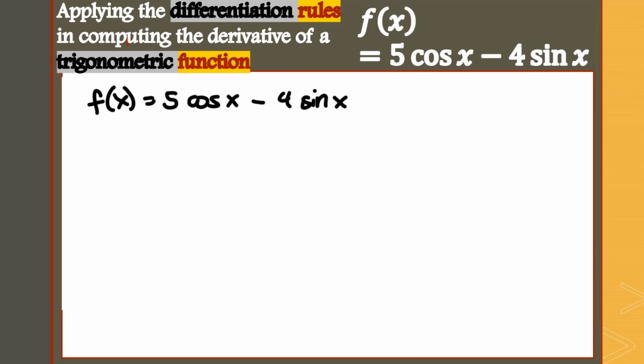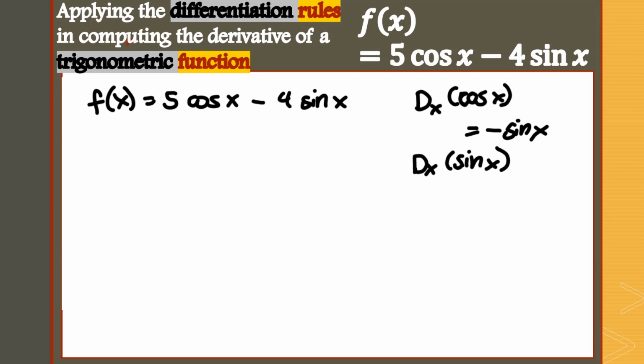Now, let us not forget that for trigonometric functions, for cosine x, its derivative is negative sine x. But for sine x, its derivative is positive cosine x. Please don't be confused with these two, because some are still having problems with the correct derivative of the other. And of course, as mentioned, we are going to solve for the first derivative of this.